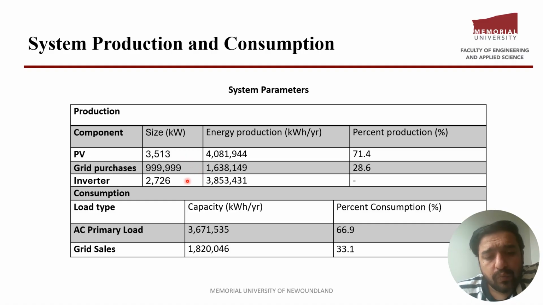And for the inverter, the size HOMER suggests to us is 2,726 kilowatts, which means around 11 inverters are required, because each inverter we are using is 250 kilowatts. And this is the consumption for the load type: the percentage consumption for the AC primary load is approximately 67%, and for the grid sale it will be 33%.